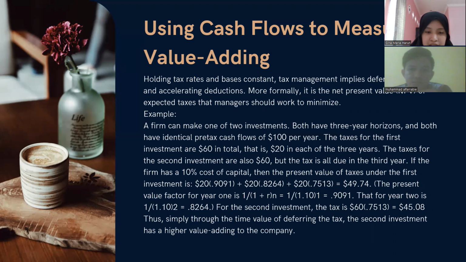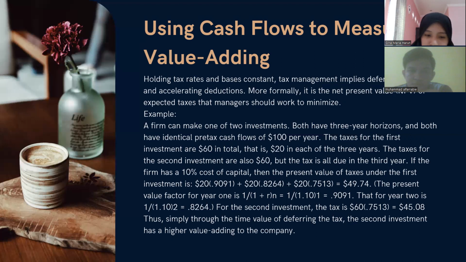under the first investment is $20 multiplied by 0.9091 plus $20 multiplied by 0.8264 plus $20 multiplied by 0.7513, and the result is $49.74. The present value factor for year 1 is 1 divided by (1 plus R) to the power N, and the result is then 0.9091.